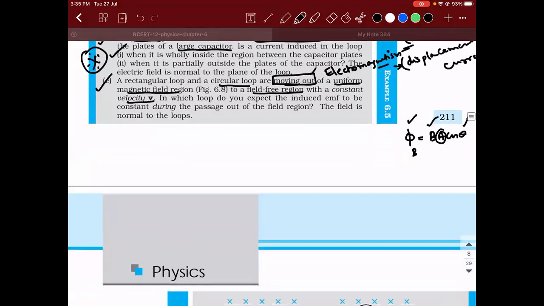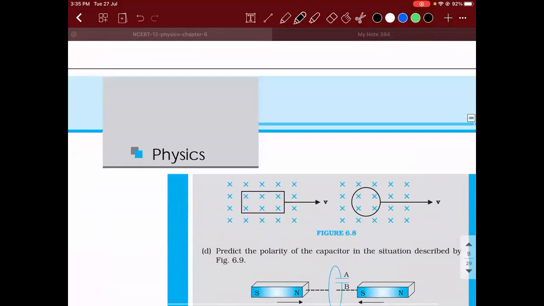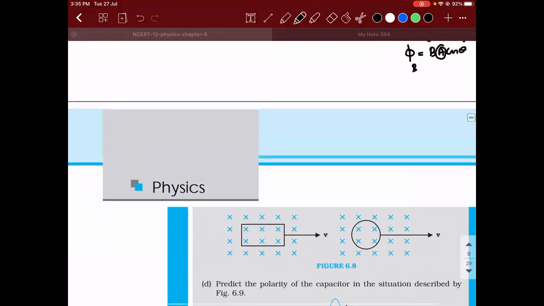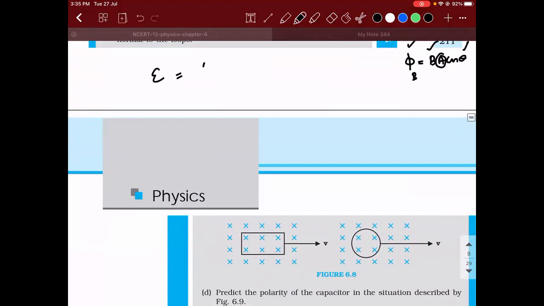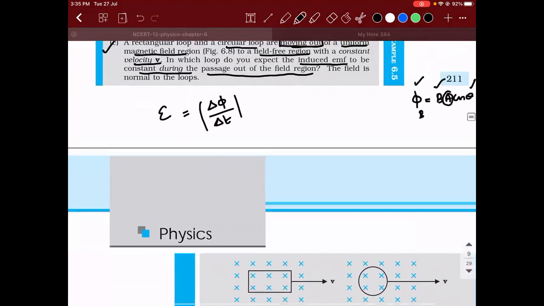Okay, but here the question is slightly tricky. Observe. In which loop do you expect the induced EMF to be constant during the passage out of the field region? The field is normal to the loops. So they didn't ask you the direction. Rather, what are they asking you? In which loop do you expect the induced EMF to be constant? Now let us look at the diagram. Right. Now, I know that EMF is equal to delta phi divided by delta t in terms of magnitude. So let's first try to understand the question. What do they mean by the induced EMF being a constant?